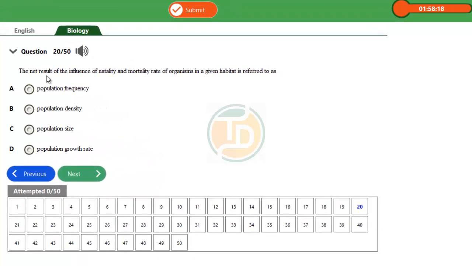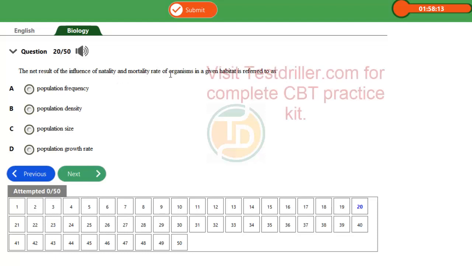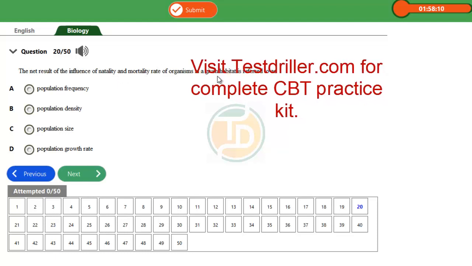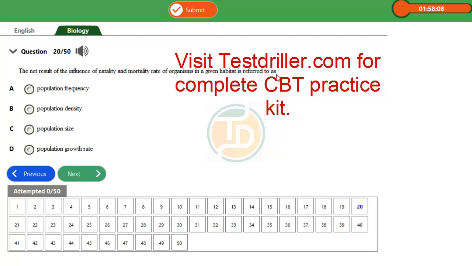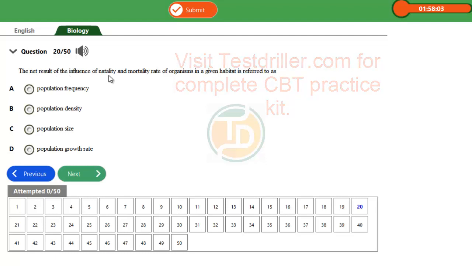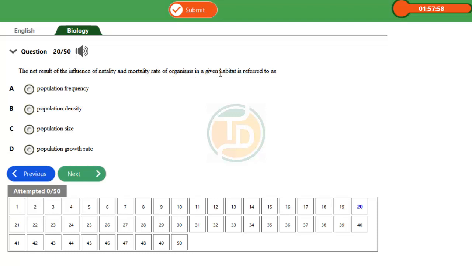Hi guys, question 20, Biology 2016. The net result of the influence of natality and mortality rates of organisms in a given habitat is referred to as dash. Option A, population frequency. Option B, population density. Option C, population size. Option D, population growth rate.